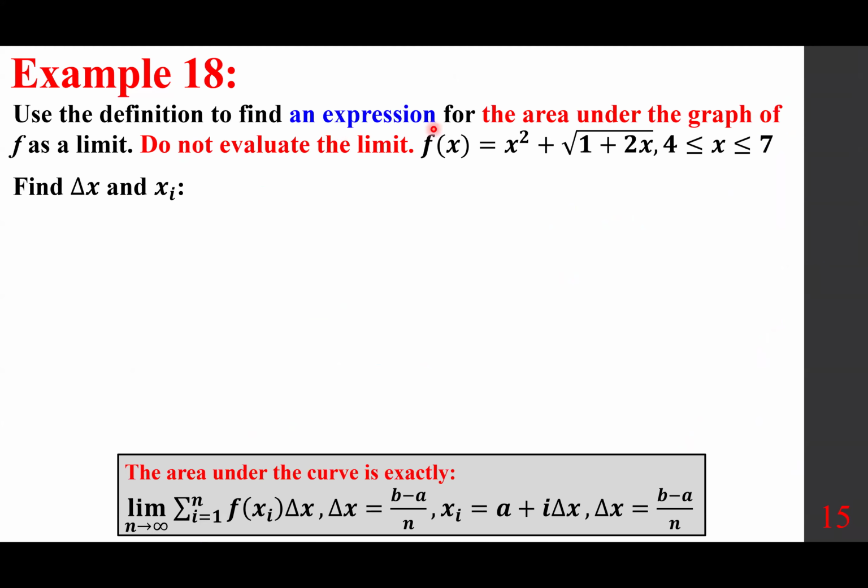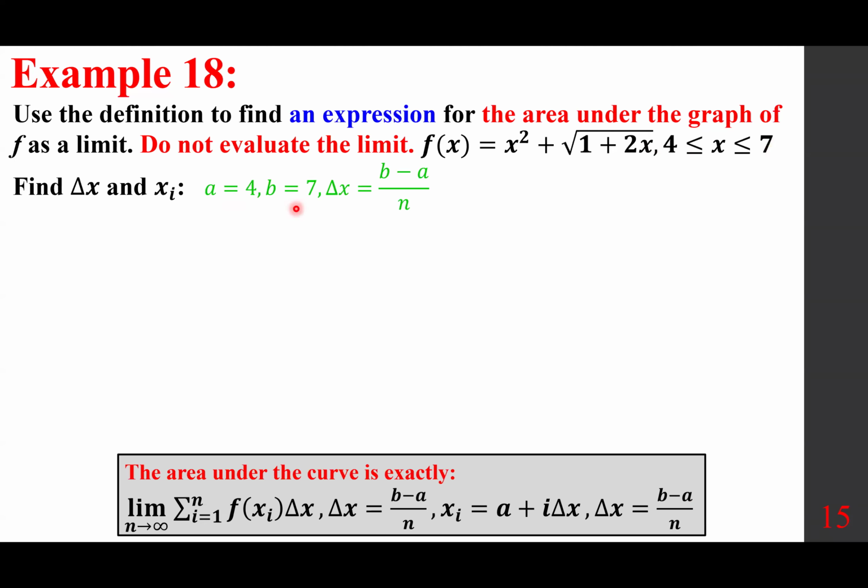Use the definition to find an expression for the area of the graph. Do not evaluate. F of x is given as x squared plus the square root of 1 plus 2x, and x is between 4 and 7. All right, so find delta x is b minus a over n. So first and foremost, what is a? 4. What is b? 7. What is delta x? 7 minus 4 over n.